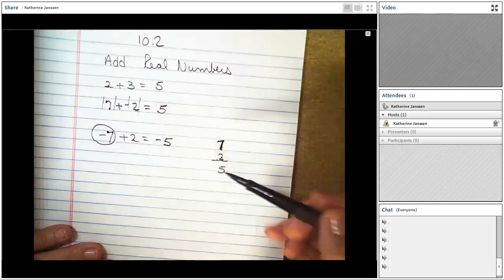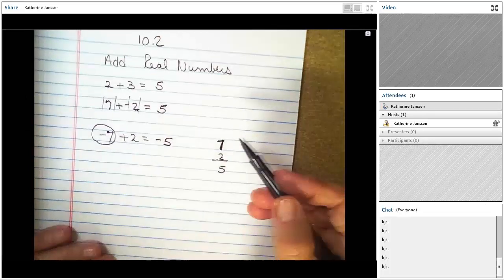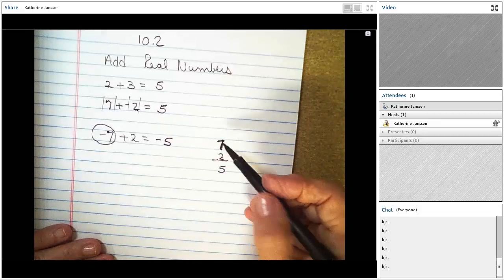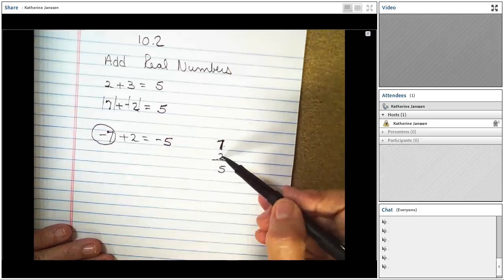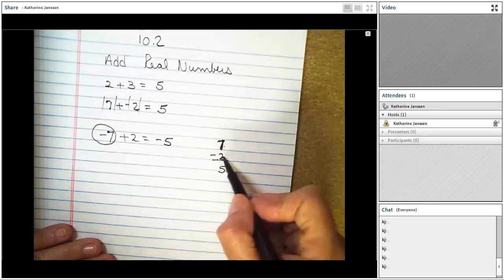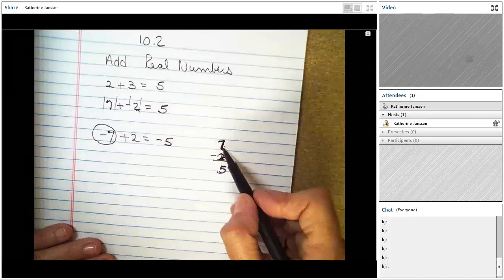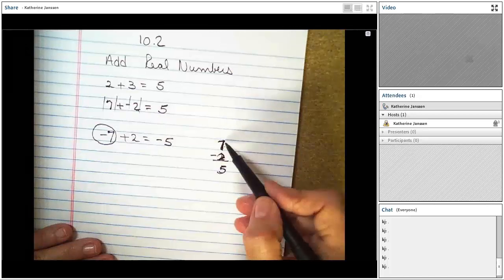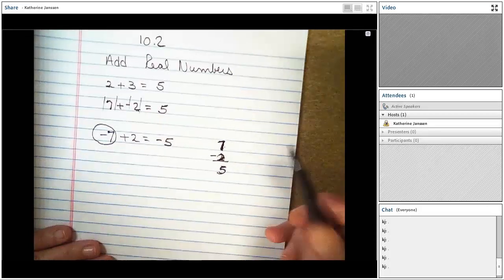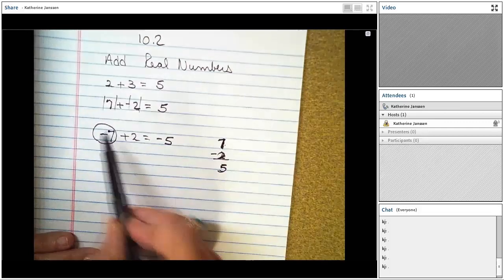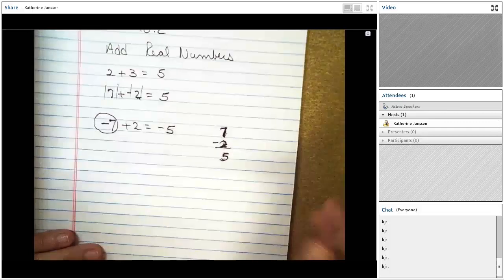Using your absolute value, that strips it of sign, of the negative sign, by the way. So we get 7 and 2, subtract the smaller absolute value from the larger absolute value, and I get 5. And then keep the sign of the absolute value that's larger, and the absolute value of 7 is larger than the absolute value of 2, and the sign is negative.